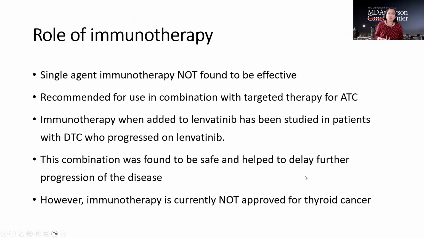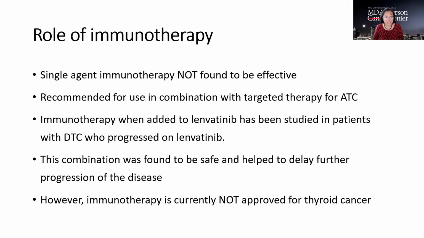So then we come to the role of immunotherapy. We talked about its use in anaplastic thyroid cancer, and what the studies have shown so far is that you can't use it by itself. That means you can't use it as a single agent. It's not effective. It doesn't do much. But it has been recommended for use in combination with targeted therapy for anaplastic thyroid cancer. So instead of just using the pills, we always combine it with immunotherapy because it's been shown to be effective. And it's actually now recommended by the National Cancer Consortium guidelines.